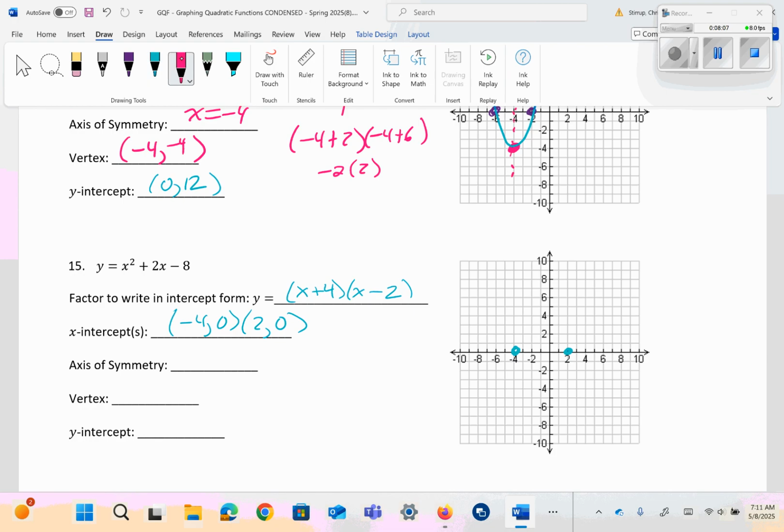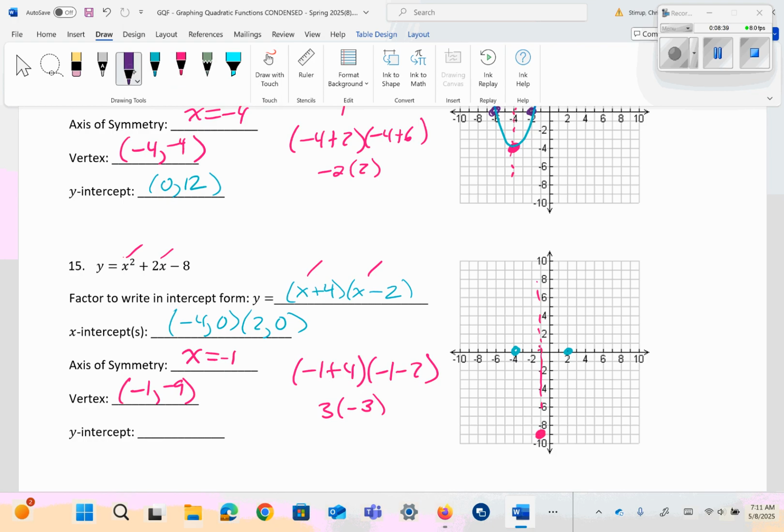So it looks like it's halfway in between those. Let's say negative 1. What do you think? Isn't this about halfway in between those points? So my vertex is going to be negative 1 comma something. So I can take that negative 1 and plug it into those x's, or into these x's. It's going to be the same answer. Plug it into our parentheses. So that's going to give me 3 times negative 3, which is negative 9. So negative 1, negative 9 is down here.